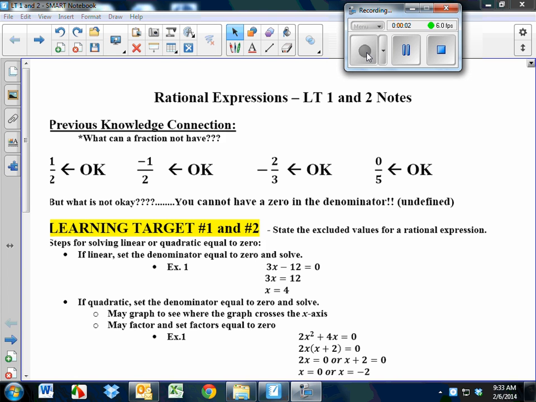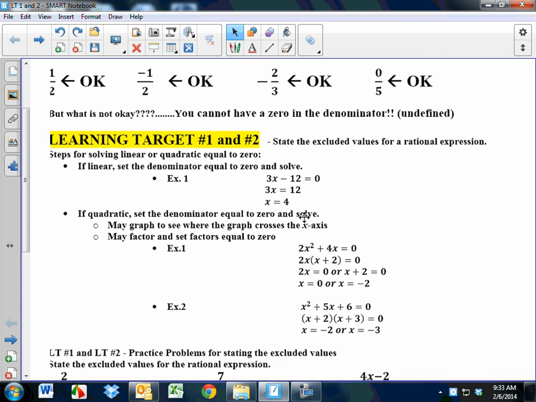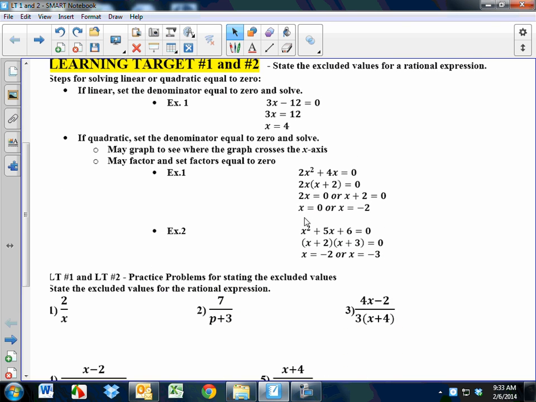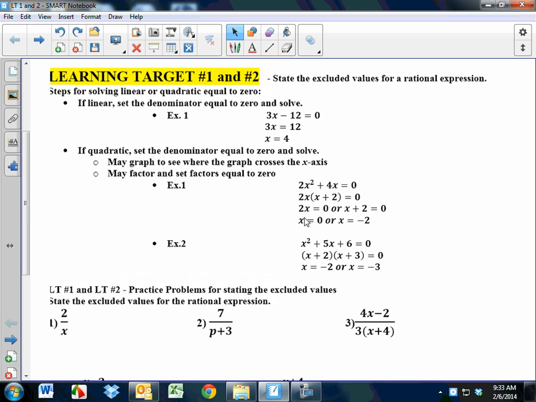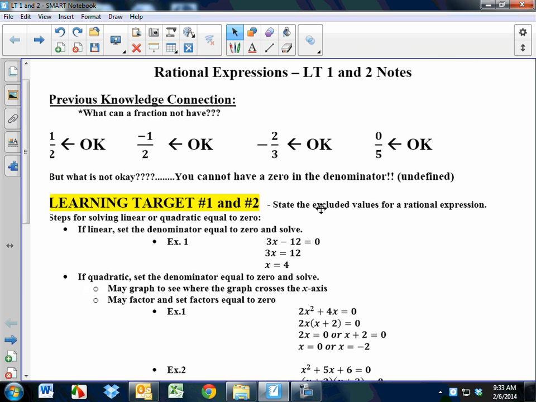Okay, this is the video for Learning Target 1 and 2 notes for the Rational Expressions unit. It's going to be a condensed version of what we did in class. In fact, I'll probably skip several parts of the notes just to get the video down to more like 10 minutes to 15 minutes. I still don't know if that's possible, but we'll give it a shot.